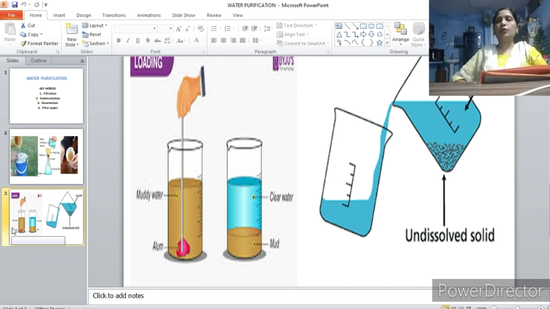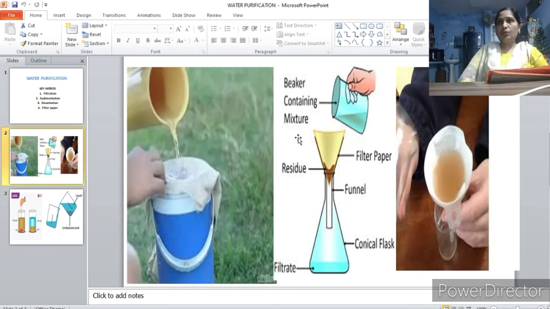Here a neat labeled diagram is given about filtration. So draw the same diagram in your classwork neatly and label all the parts, as I showed in the picture: the flask, funnel, filter paper and the residue left over in the filter paper. Clearly show all these parts, children. It's also given in your volume 2, page 35.